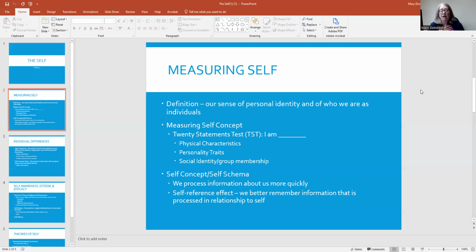So I'll just do myself. For my physical characteristics, I'm a woman in my 60s. I've got gray hair. I'm 5'6". I'm a little overweight, maybe a little bit more than a little. Anyway, I could talk about a whole bunch of different physical characteristics. My personality traits, same thing. The groups I belong to, same thing.